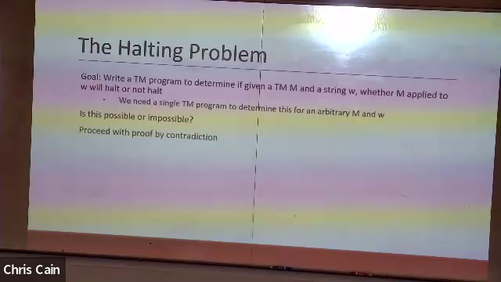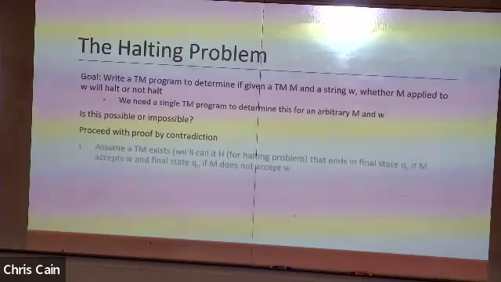So we're going to proceed with a proof by contradiction. This is usually the form that you will use. You basically assume that such a program exists and then logically derive some kind of contradiction. So we're going to assume that such a Turing machine exists that solves the halting problem.